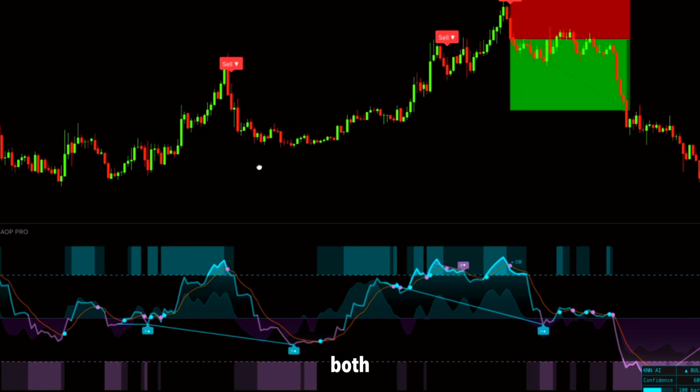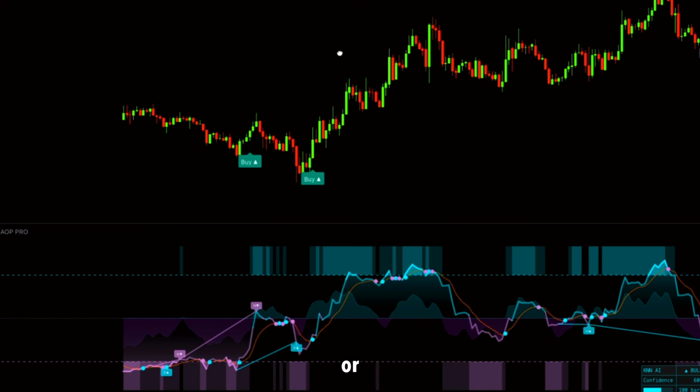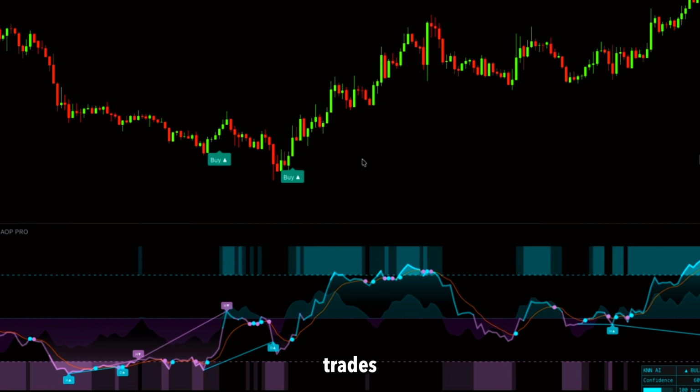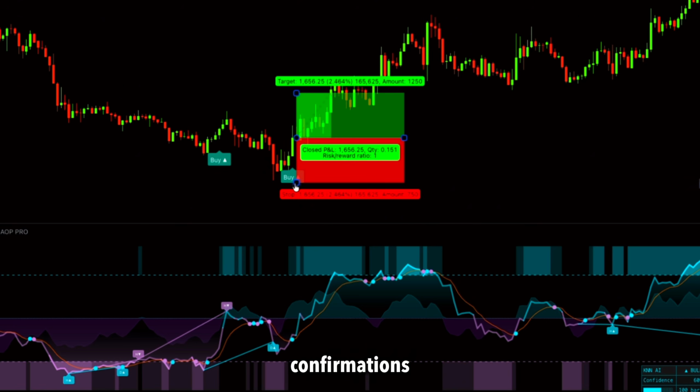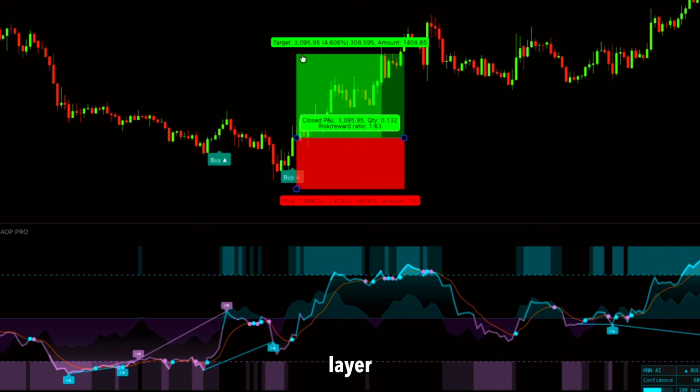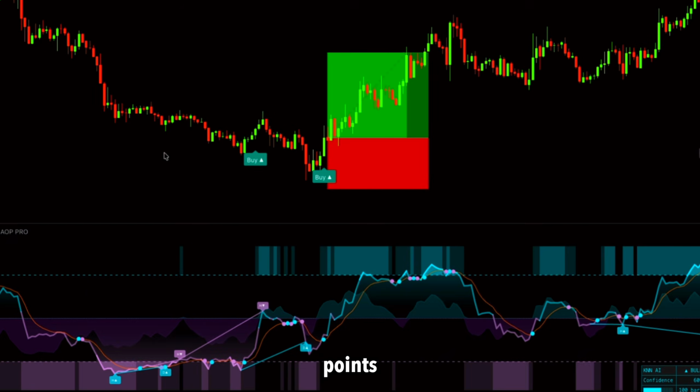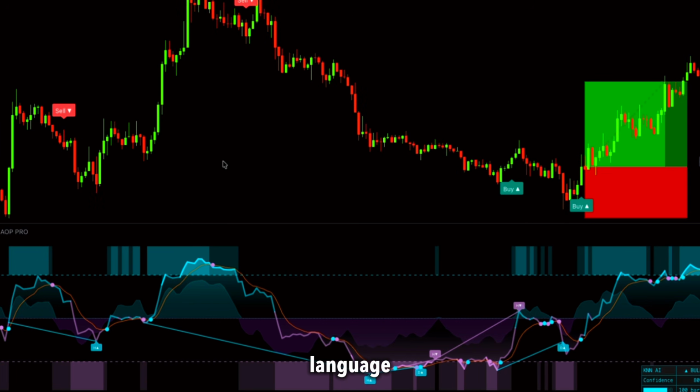Start by loading both indicators and just observing them for a week or two. Do not take any real trades yet. Watch how the Supertrend signals align with Artemis confirmations. Notice how the 5-layer confluence works at major turning points. Get familiar with the visual language.